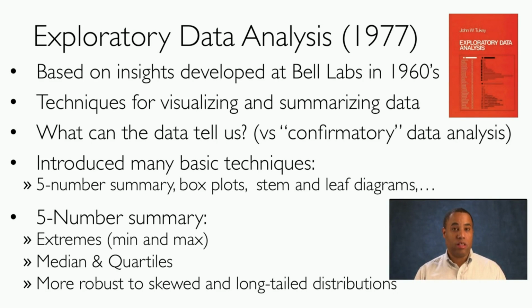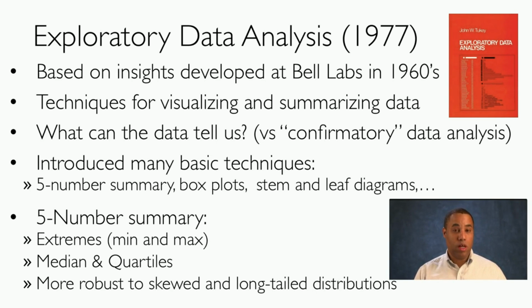Exploratory data analysis introduced many basic techniques, including the 5-number summary, box plots, and stem and leaf diagrams, amongst other things. The 5-number summary is a way of looking at the data in terms of its statistics, and includes looking at the extremes, the minimum and the maximum, the median and quartiles, and it's a technique that's much more robust to skewed and long-tailed distributions and looking at just simple statistics instead. This was summarized in a book that was published in 1977.